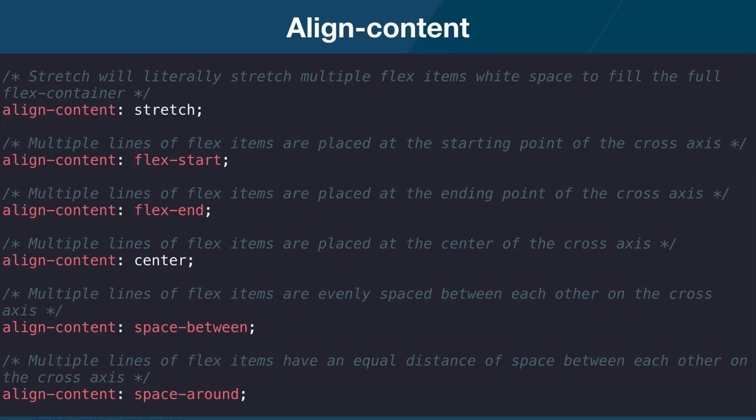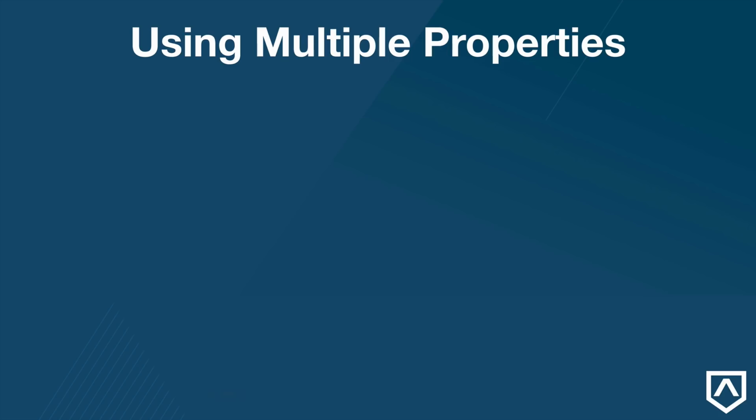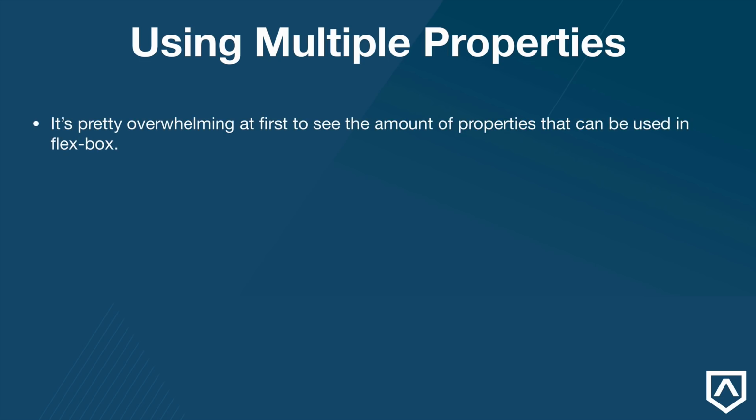Once again, you don't need to memorize all this. You just need to see how it works within the ecosystem, and then you can use cheat sheets for the rest of your life. So what's cool about Flexbox is it's not unlike other ideas, other paradigms within CSS. You can use multiple properties when using Flexbox. We do have to caveat and say it is pretty overwhelming at first to see the amount of properties that can be used in Flexbox.